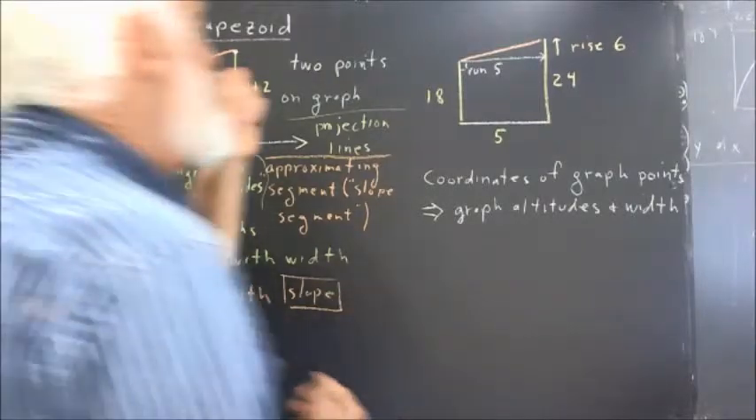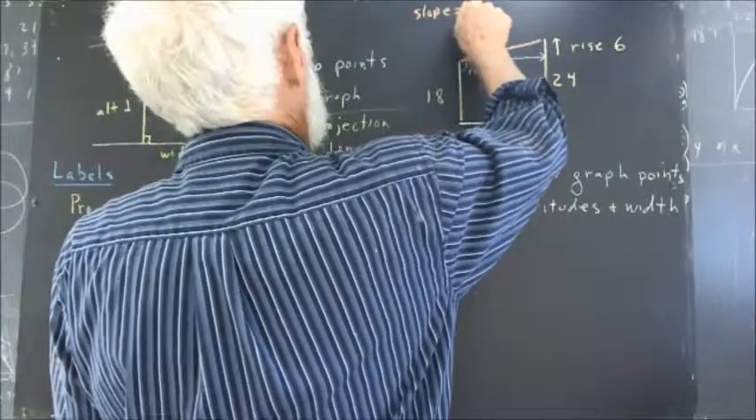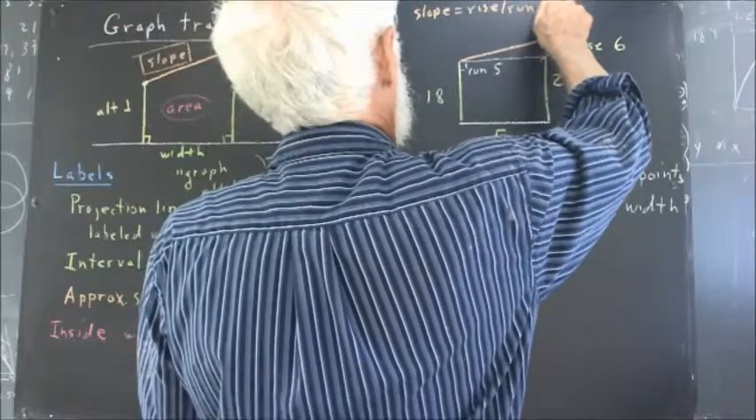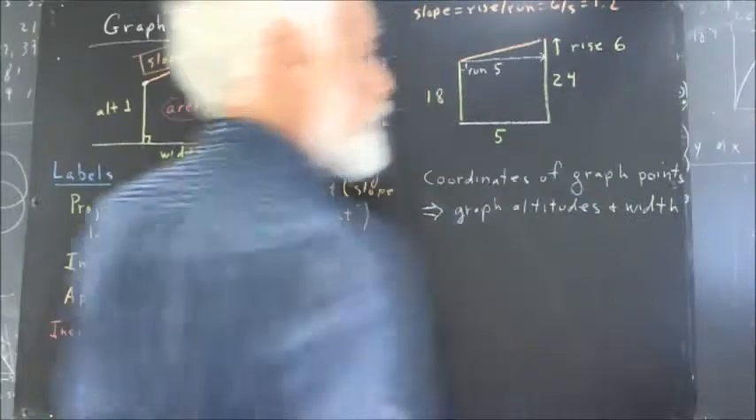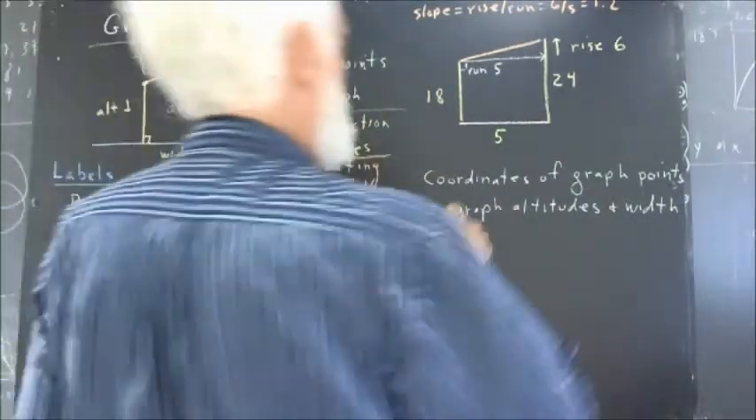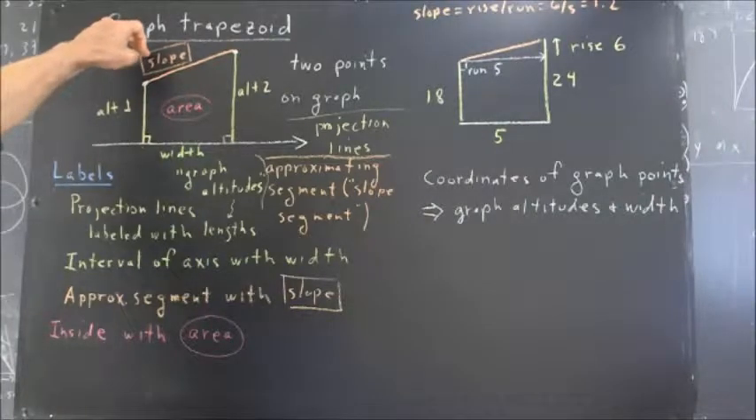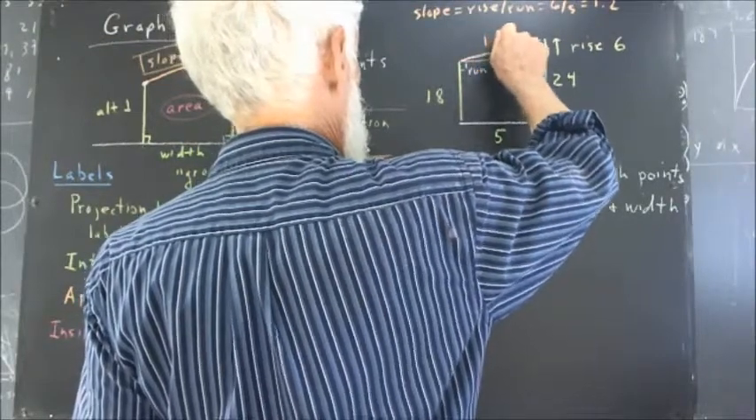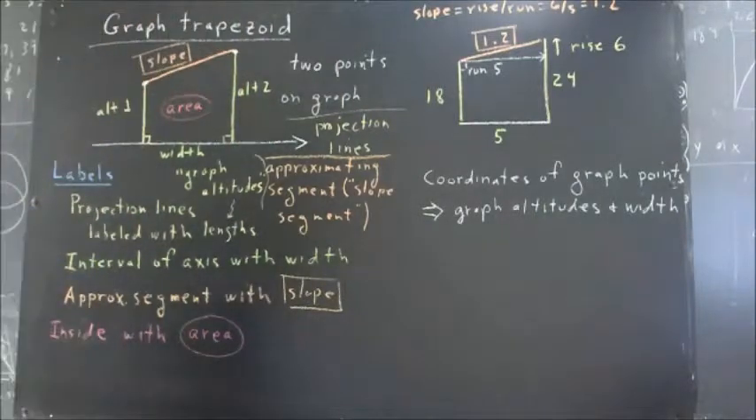The slope is rise divided by run, which is 6 divided by 5, which is 1.2. So that now, in keeping with the conventions, I put the slope in a box above the approximating segment, the slope segment. So that slope is 1.2. Now, how do we calculate the area of a trapezoid?